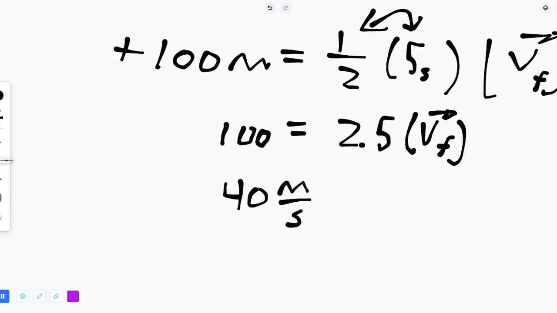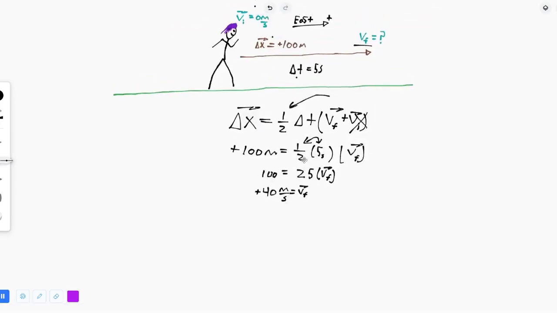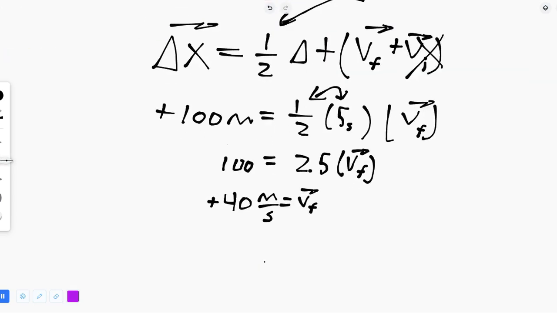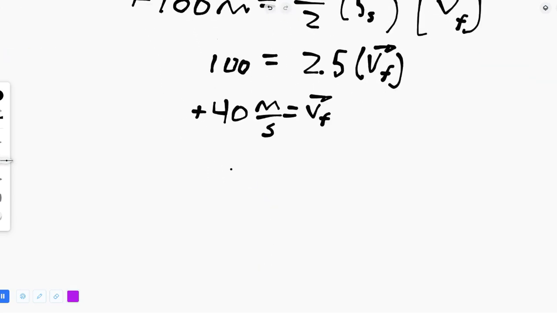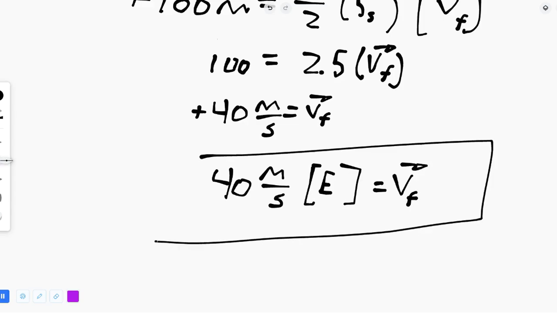So 40 meters a second positive equals final velocity, which you can then, if you remember from before, so positive, east is in the positive direction, so that means velocity is going to be in the east. So 40 meters a second, bracket, east. There we go. And that would be how you'd find it.